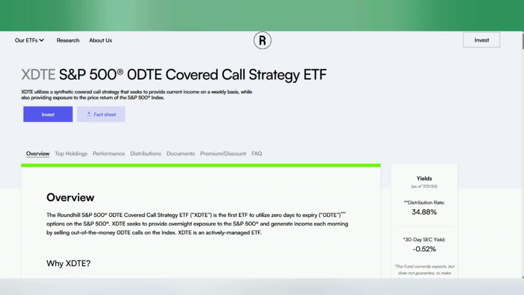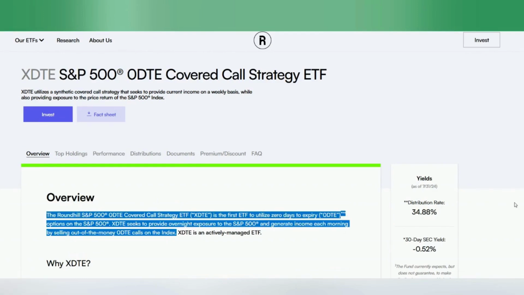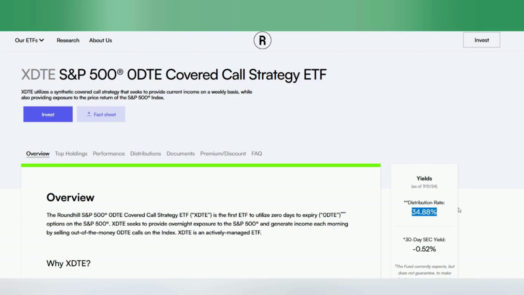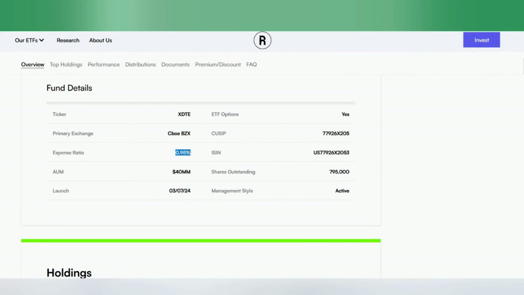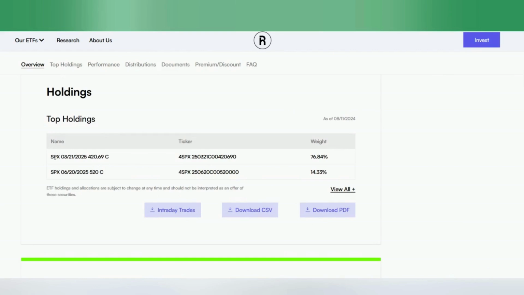Alright, the first one is XDTE, which is essentially the S&P 500 product from Roundhill Investments. You can see that XDTE seeks to provide overnight exposure to the S&P 500 and generate income each morning by selling out of the money 0 DTE calls on the index. The distribution rate is about 34%, with an expense ratio of about 0.95, and you can see the assets under management. The holdings are essentially just calls on the SPX, which represents the S&P 500.